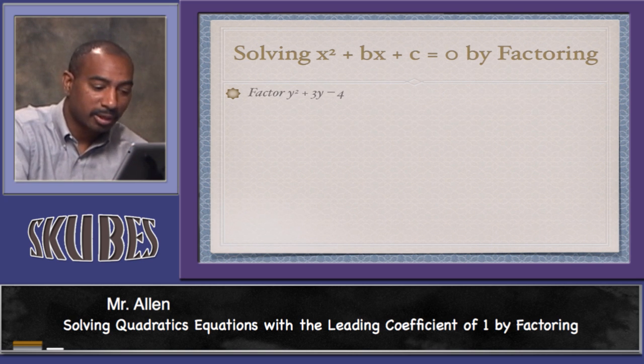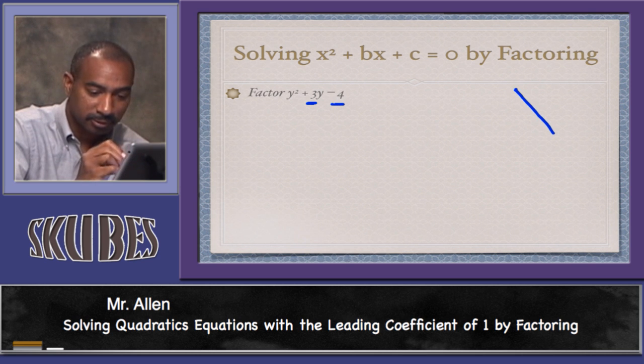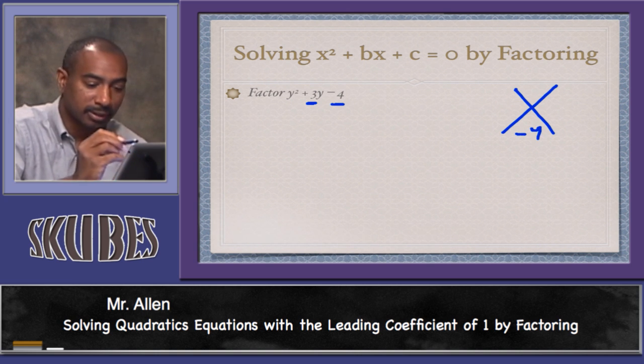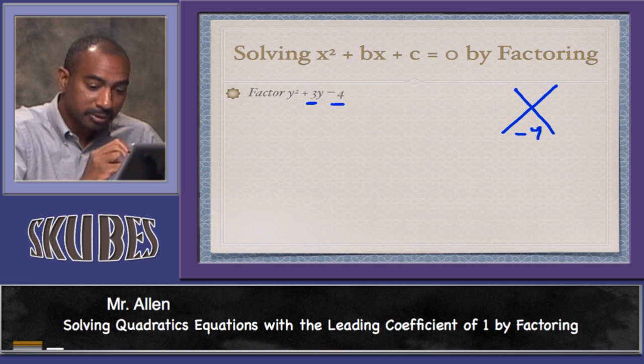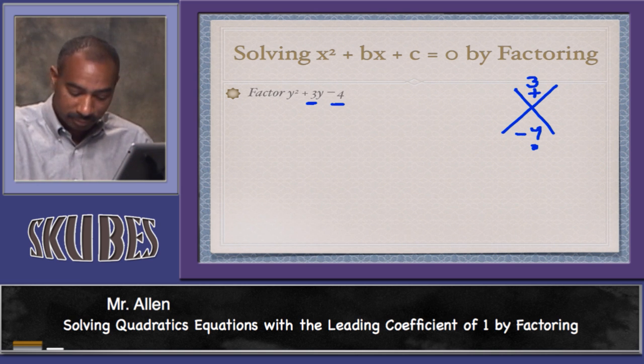For example, we have y squared plus 3y minus 4. And you want to focus on the second term and the constant. Make a little diamond chart. The constant's negative 4, and the coefficient of the linear term is 3. So what two numbers multiply to negative 4, but at the same time have a sum of 3?